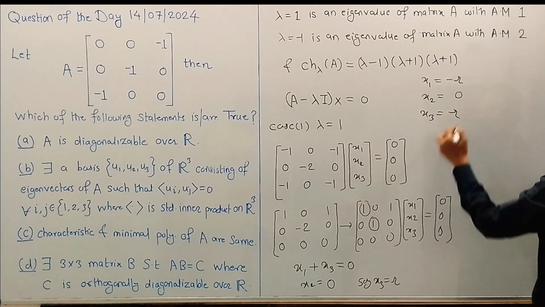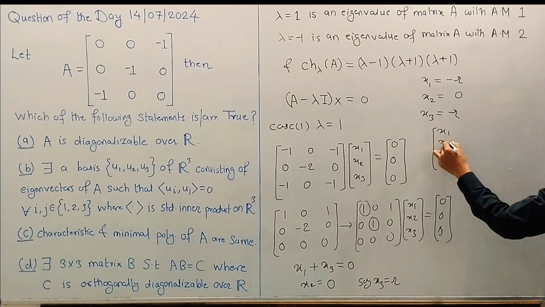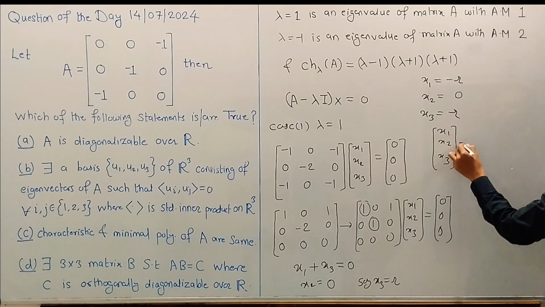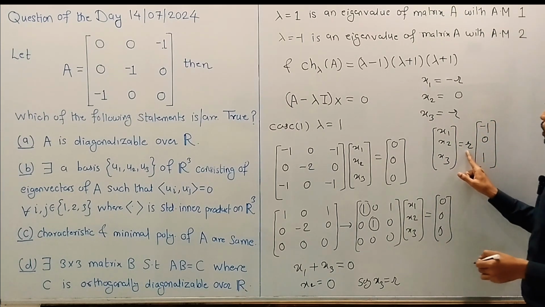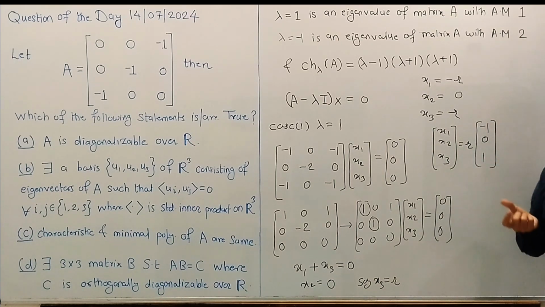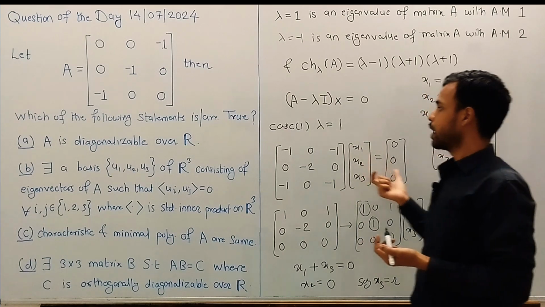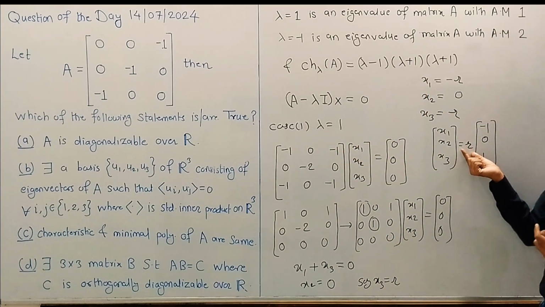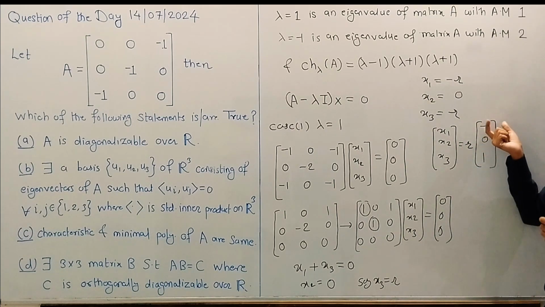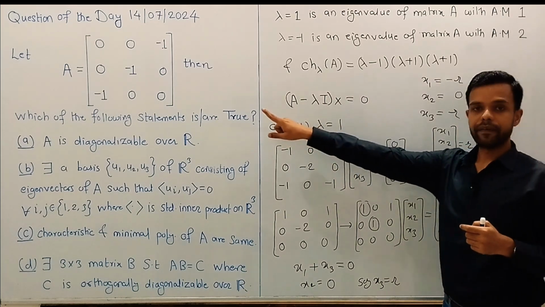x2 equals 0, and x3 equals r. So writing this in column form, we get x1, x2, x3 equals r times minus 1, 0, 1. If we choose, we can take any value of r, and for different values of r, we get different eigenvectors. So there are infinitely many eigenvectors corresponding to this eigenvalue lambda equals 1. For simplicity, we will choose r equals 1. So the eigenvector is minus 1, 0, 1, corresponding to eigenvalue lambda equals 1 of A.